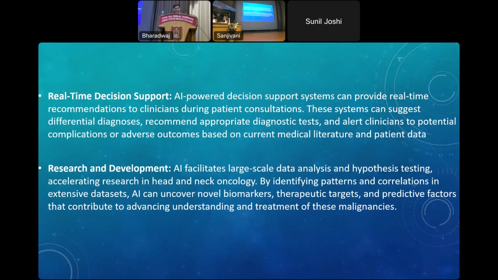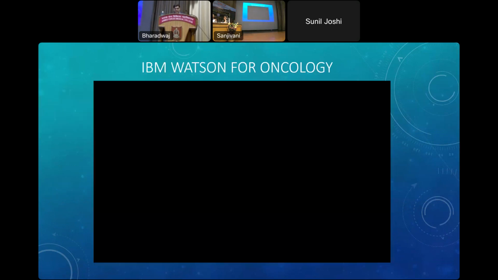Real-time decision support and research and development are the other areas which are being worked on to make it real-time support for clinicians like us. I'd like to show the video where IBM Watson, IBM is a software company, is working with Sloan Kettering.